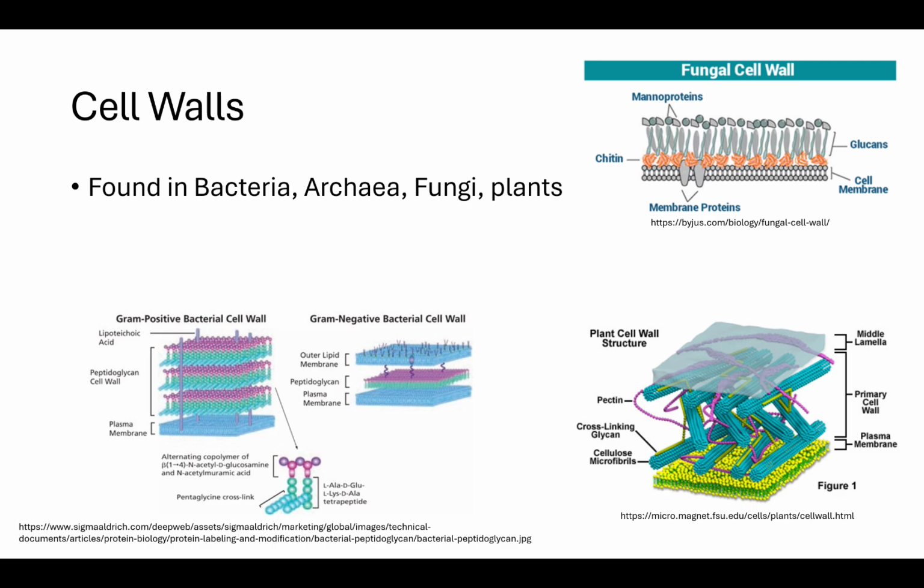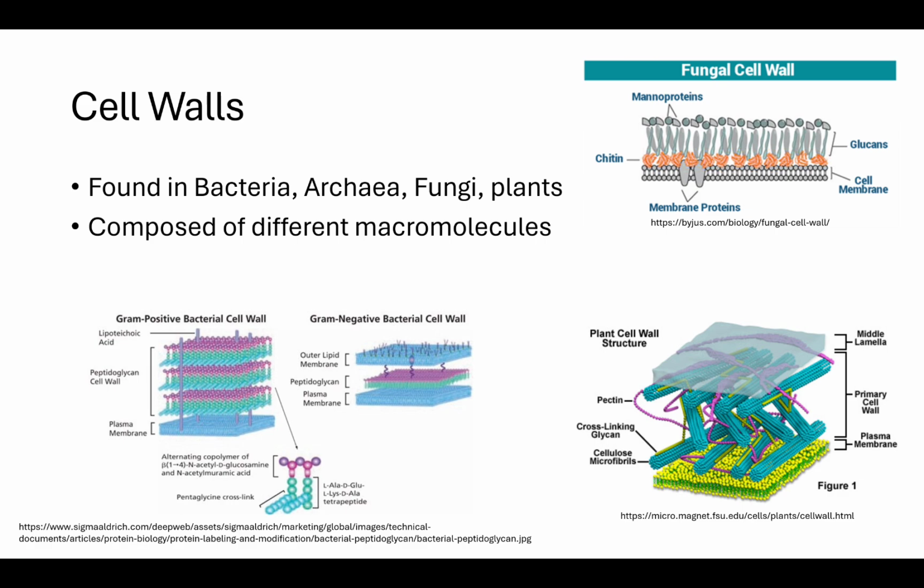So now let's talk about the cell wall. The cell wall also has an effect on whether things can get into and out of the cell because it's a barrier that's usually outside of the cell membrane. It is found in most forms of life except for animals, so bacteria, archaea, which we will talk about when we get to evolution and taxonomy, fungi and plants all have cell walls. They are made of different combinations of macromolecules.